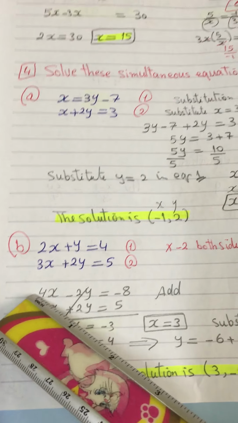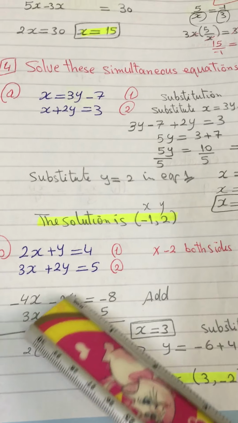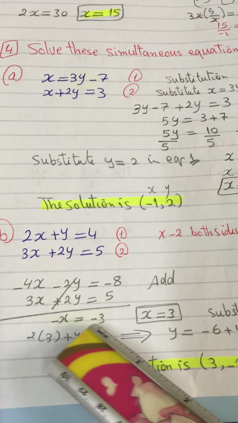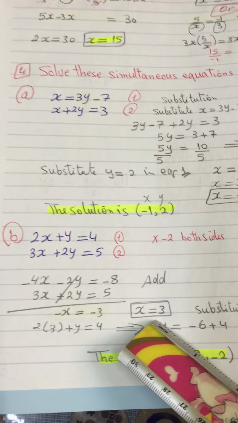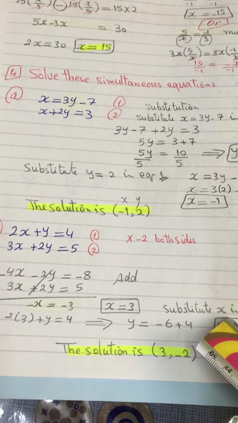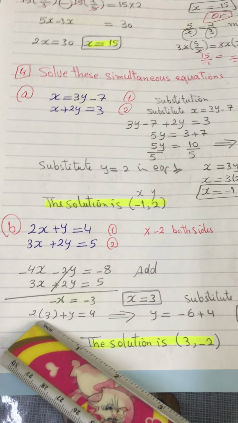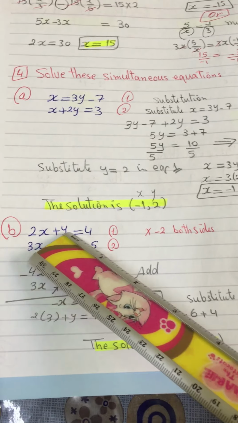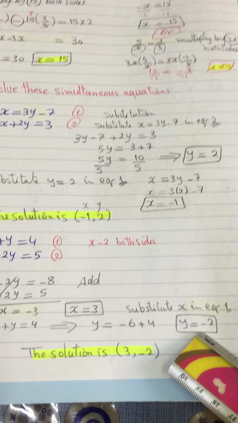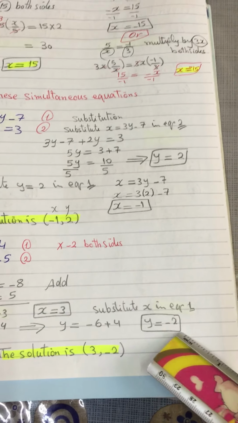Now add -4x and +3x equals -1x. -2y and +2y cancel, give me 0. -8 and 5 give me -3. I'll divide by -1 both sides, so x equals 3. I didn't finish. I got the value of x. Substitute in any equation you want to find the value of y. Okay, I'll substitute here in 2x plus y equals 4. Remove x and put 3: 2 times 3 plus y equals 4. From this equation, y equals -2. Now you have x and y, so the solution is x first, then y. The solution is 3 and -2.